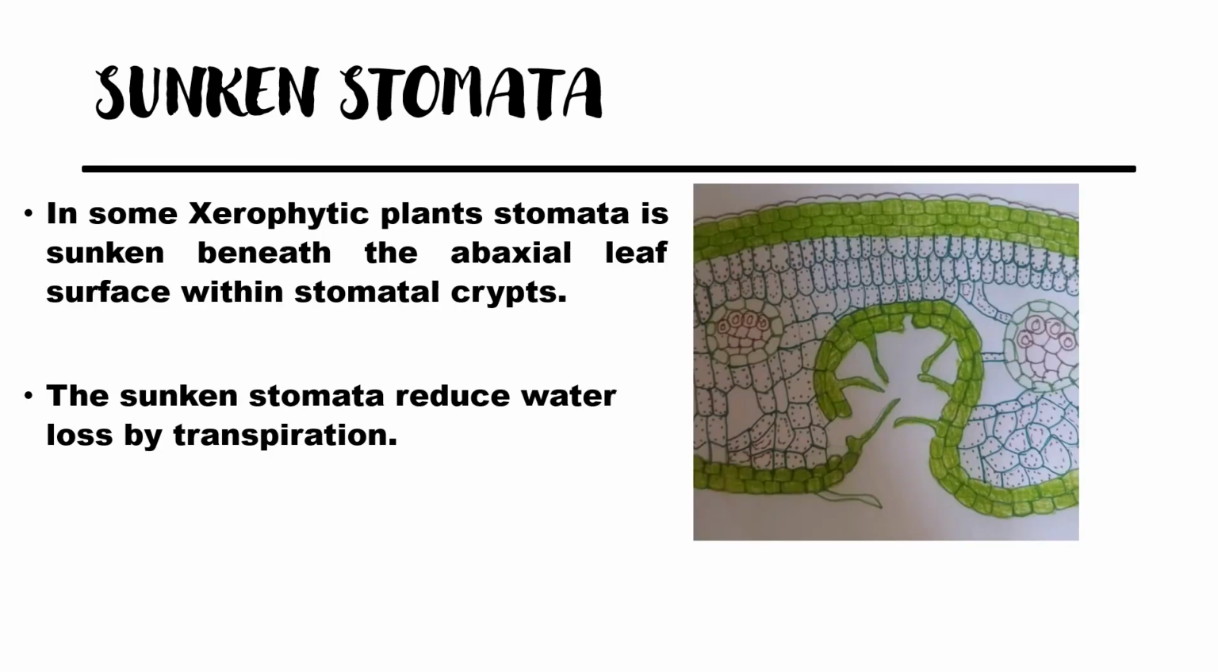In some xerophytic plants, stomata is not present on the surface. It is present inside a cup-shaped structure in the abaxial leaf surface. And these are called sunken stomata. This is to reduce water loss by transpiration.